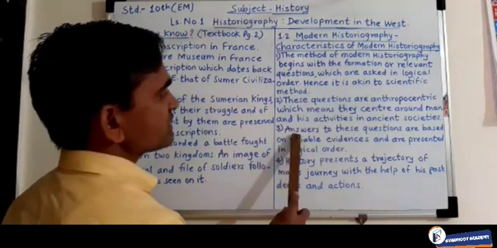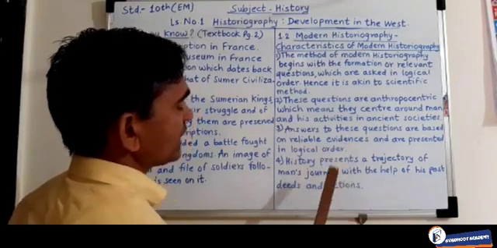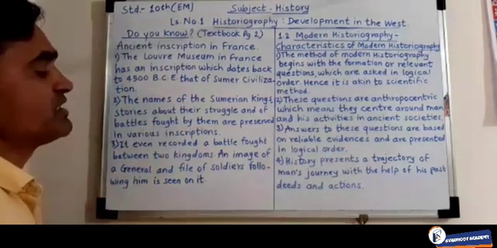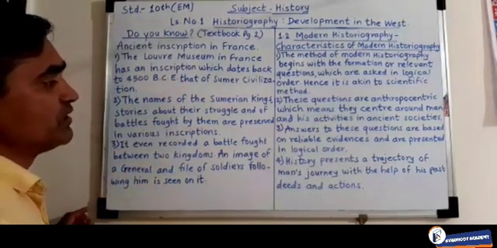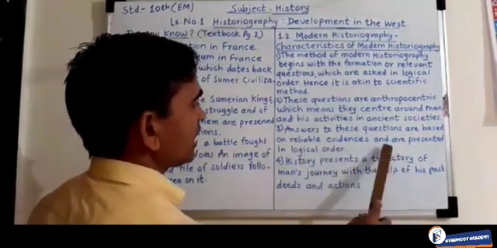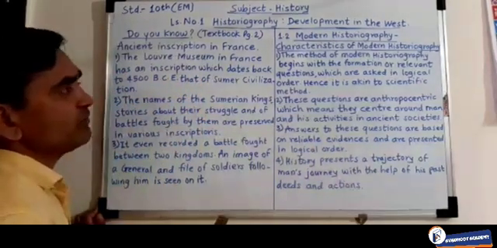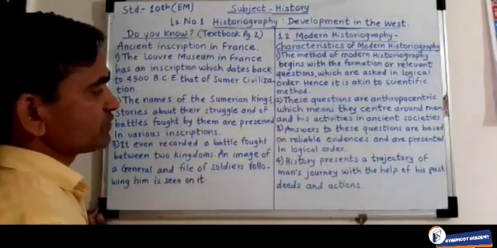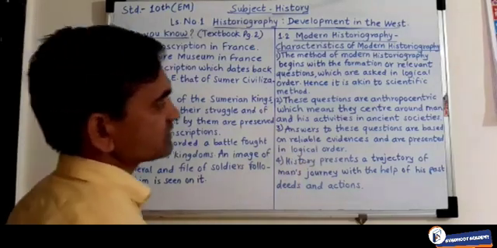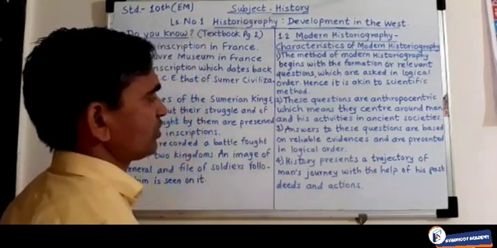Third one: the answers to these questions are based on reliable evidence. Reliable means believable, which is true, genuine evidence, and it is presented in logical order. Logical order is very important while writing history. So reliable evidences are very important, and they are presented in logical order.